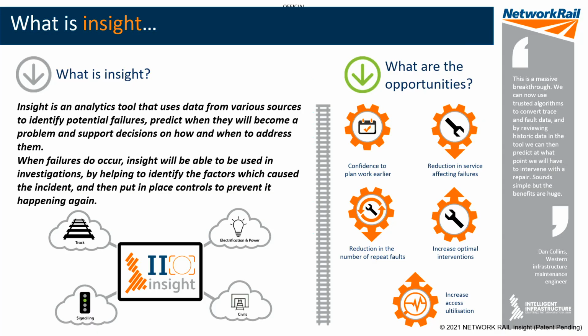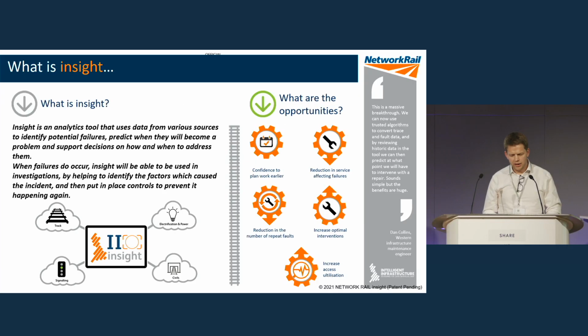So Insight's a Network Rail developed tool. We've been developing it in conjunction with you guys, obviously, through our working groups, through trial areas, and the objective is to make life easier. We've talked a lot about all the technology that's coming in, all the data that's coming in. So its objective is to make life easier for you to process all that data, but also to help you make better decisions, to make the best possible decisions on what you need to do to fix faults and so on.